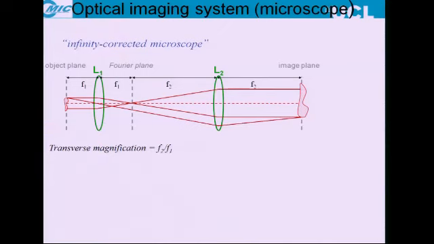Just look at the basic optical imaging system of a microscope. We'll see that the main criterion for resolution is the diffraction limit. The basic idea of a microscope is that you just have two lenses. We have a lens which focuses at infinity down to the focal plane, and then it's brought back out from that focal plane to the image plane with another lens, and the magnification is just the ratio of the focal lengths of the two lenses.